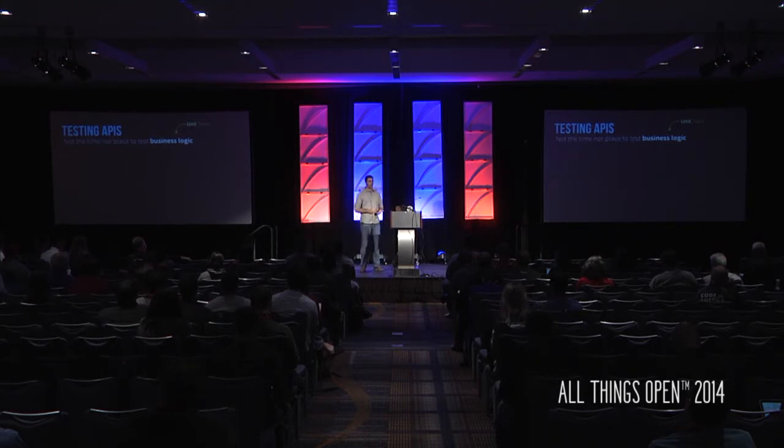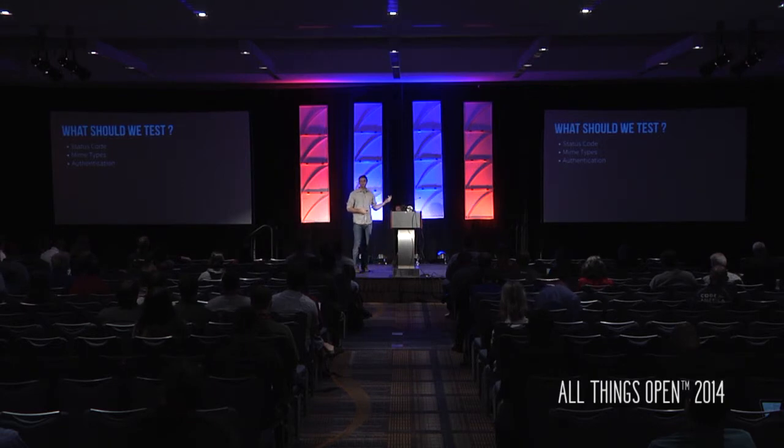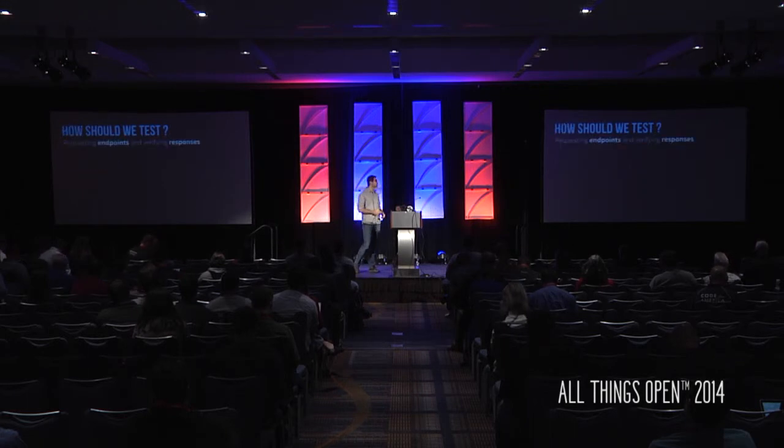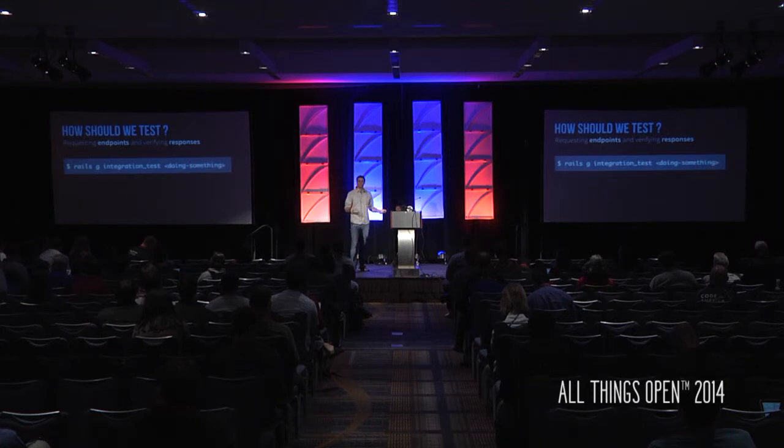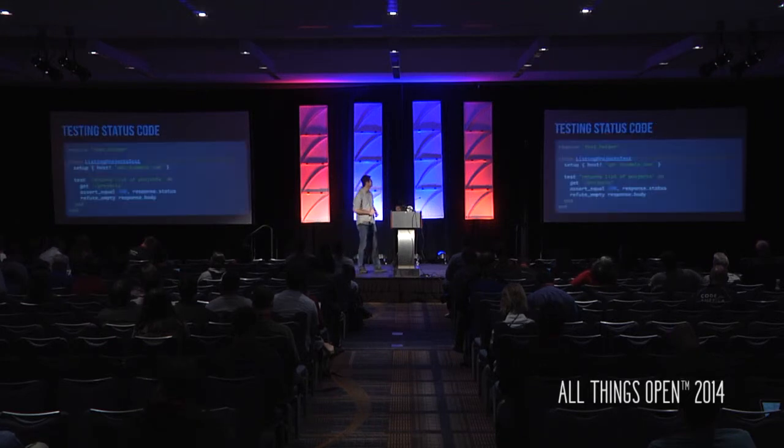So what should we test in our APIs? Here's a couple of things that I think are really important: the status code, the mime types, the formats, and authentication, rules of access. But if not unit testing, how should we test them? Requesting endpoints and verifying responses, so black box testing, which in Rails is integration tests, right? Let's look at an example of an integration test.